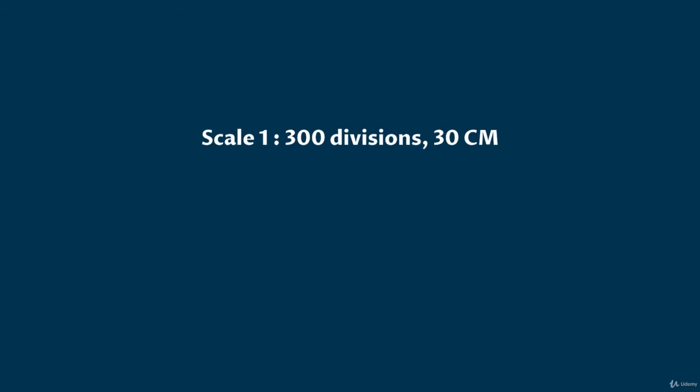I have a separate scale of 30 centimeter. I have denoted that as scale 2. It has 3000 divisions. Now think, which scale is more precise? You can pause the video and think. The right answer is scale 2.